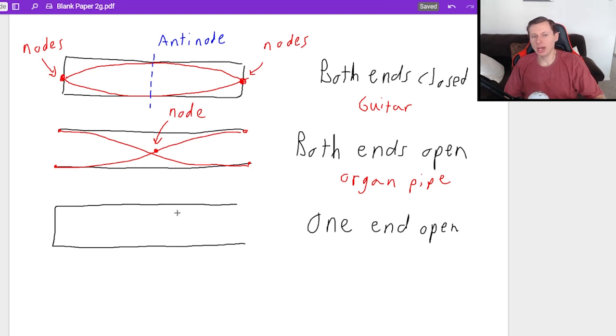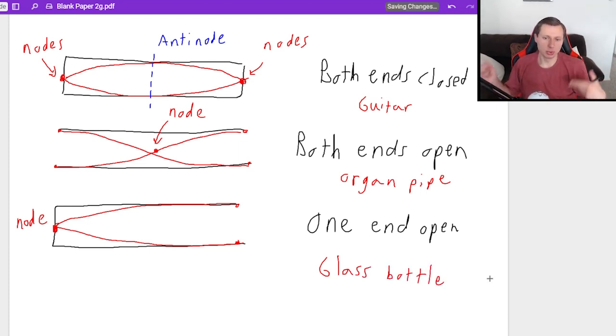And then with the one end open, it's simple. You have one closed point here, the node, and then on the right side it's going to end on the open side, so it goes to an antinode like this. And the classic example of the one end open is a glass bottle. And you know this if you've ever had a glass bottle and you blow on the top of it and it makes a sound. This is exactly why. So in general, this is what's going on here.